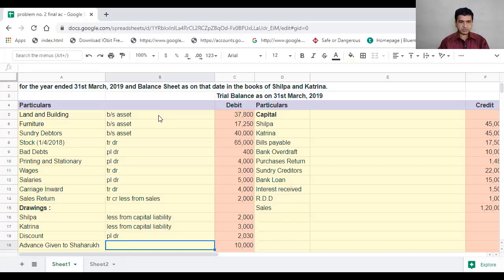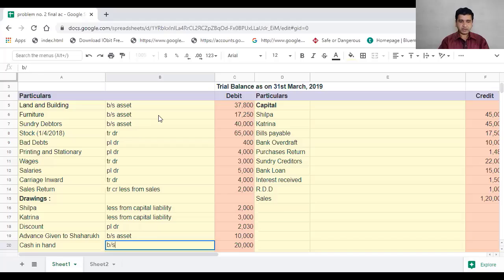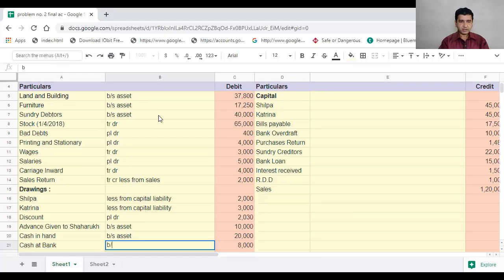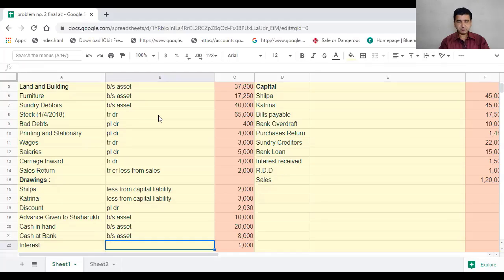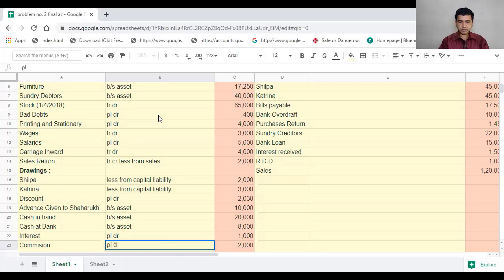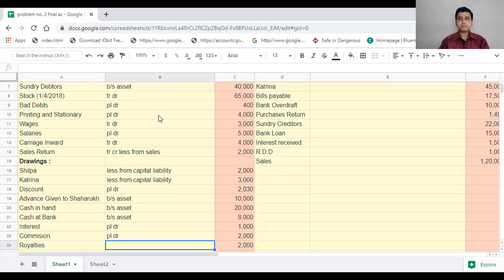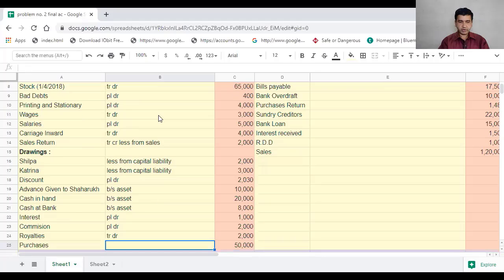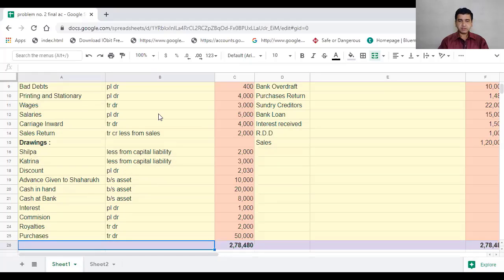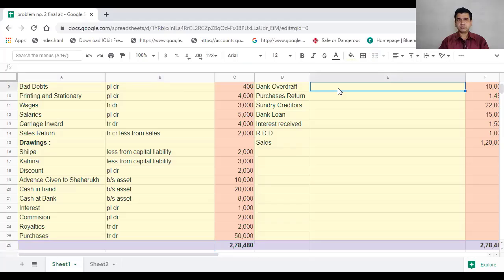Advance given to Shahrukh, it is asset, so balance sheet asset side. Cash in hand, balance sheet asset. Cash at bank, balance sheet asset. Interest, it is a debit, so profit and loss debit side. Commission, profit and loss debit. Royalty, trading account debit. Purchases, trading debit. Now the debit items are over, so we move towards the credit side.